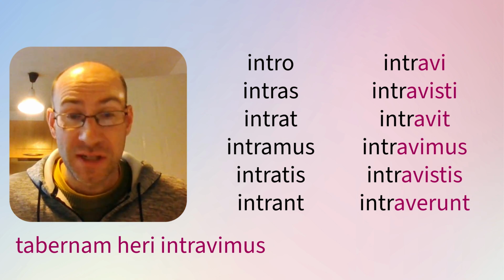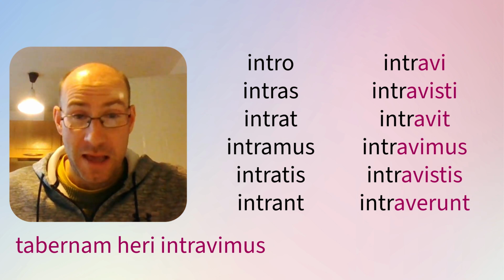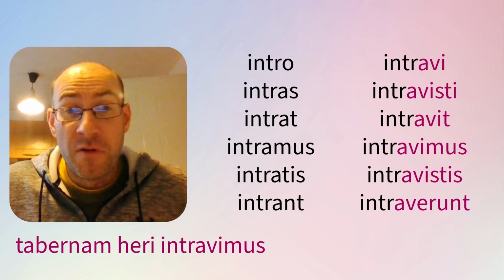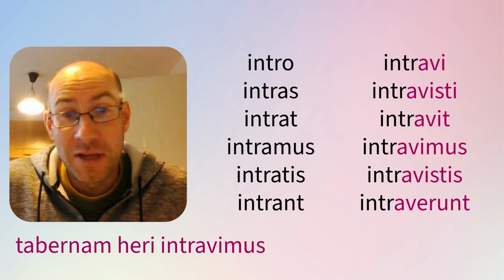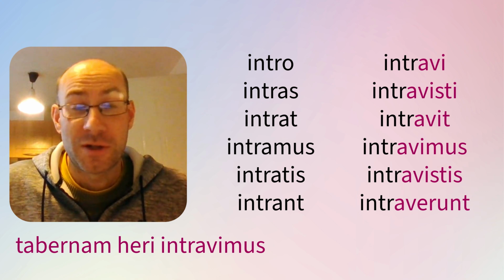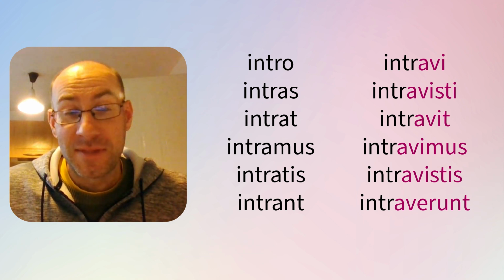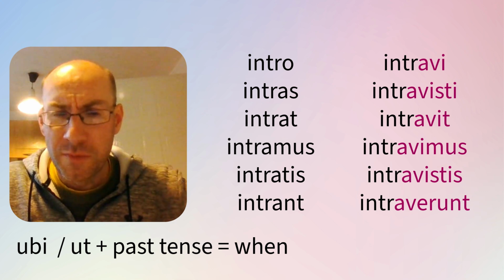If you want to say when, so we're making a slightly longer sentence, when something happened, when I did this, when she did that, we've got a number of words at our disposal. I'm going to give you two today. One is ubi, and the other is ut. These are used to say when something happened in the past. Ubi can also be used in the present.